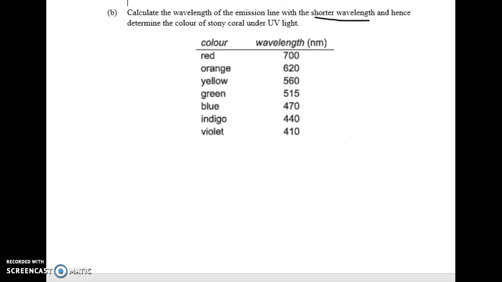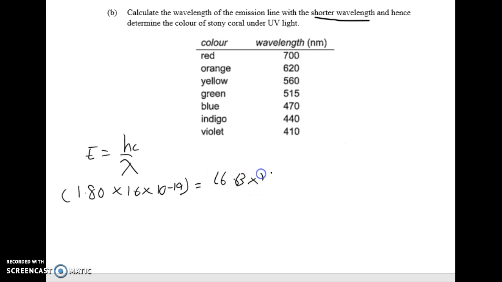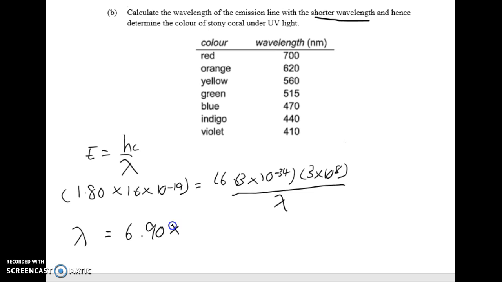So with the same equation, E equals hc over lambda. Energy of the shorter wavelength is 1.80 eV. Change to joule. Substitute the h and c value. You must always do this. Don't skip. And the lambda, you have to find lambda. It is about 6.90 times 10 to the power minus 7 meter, approximately 690 nanometer.